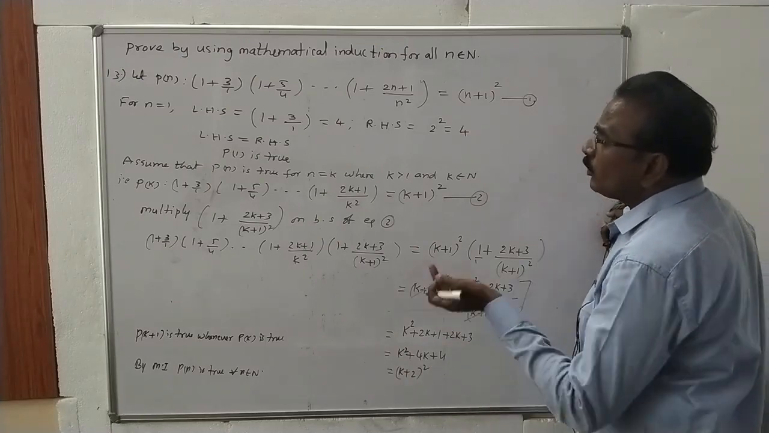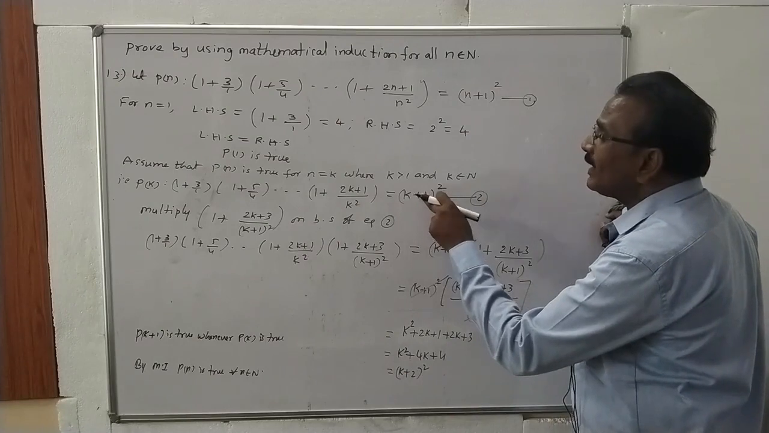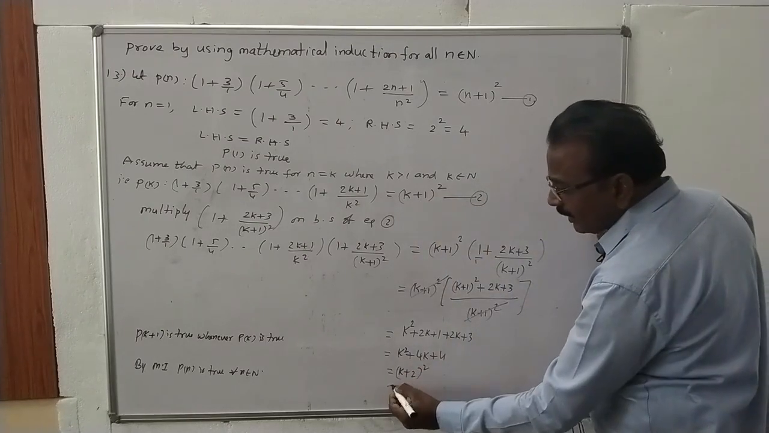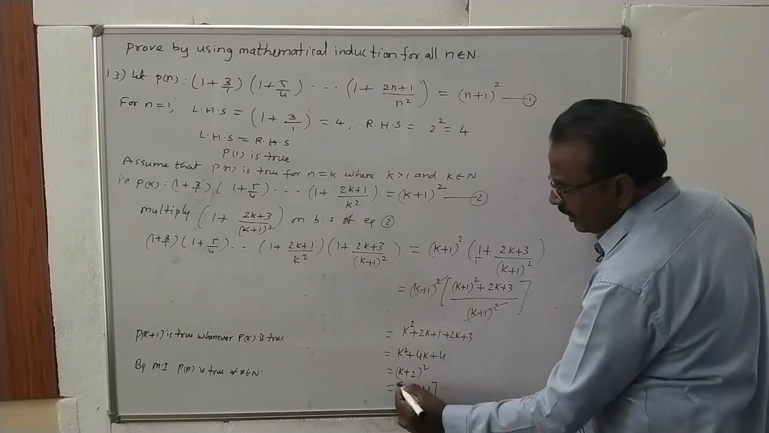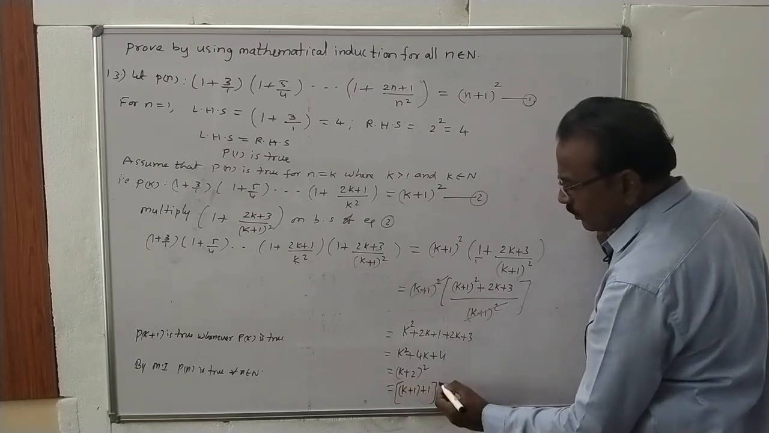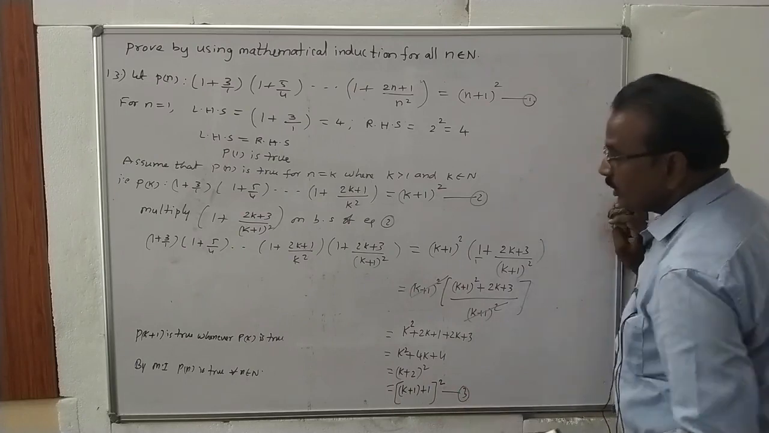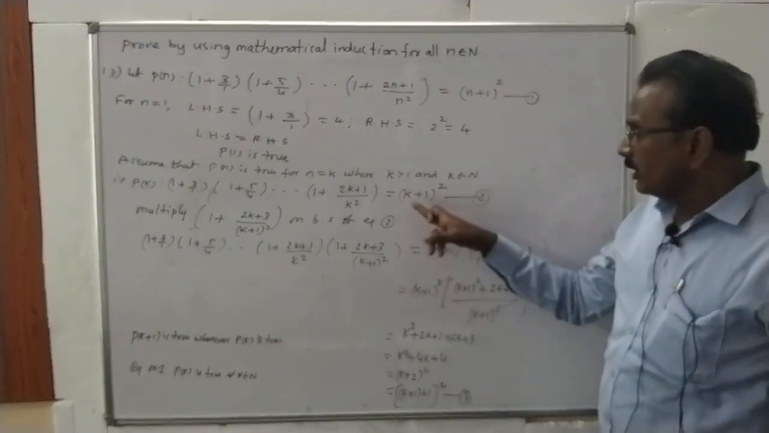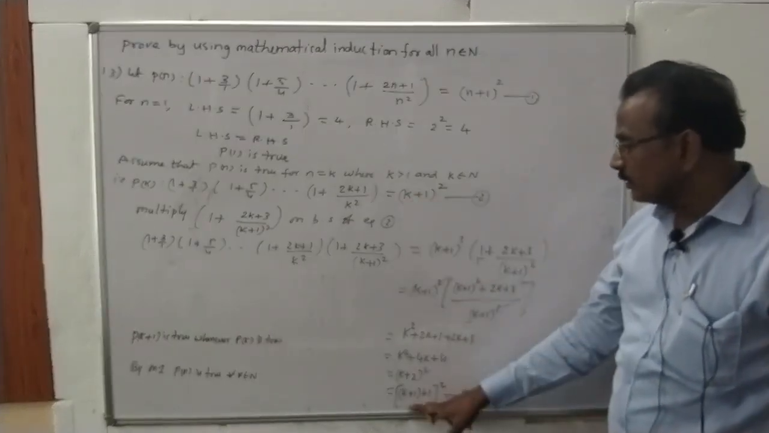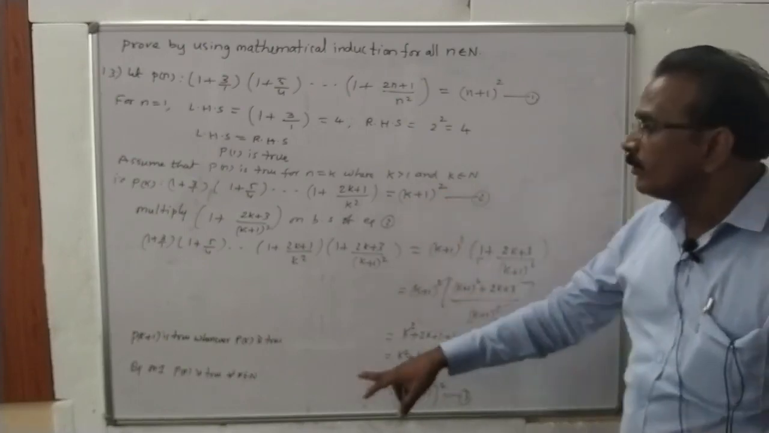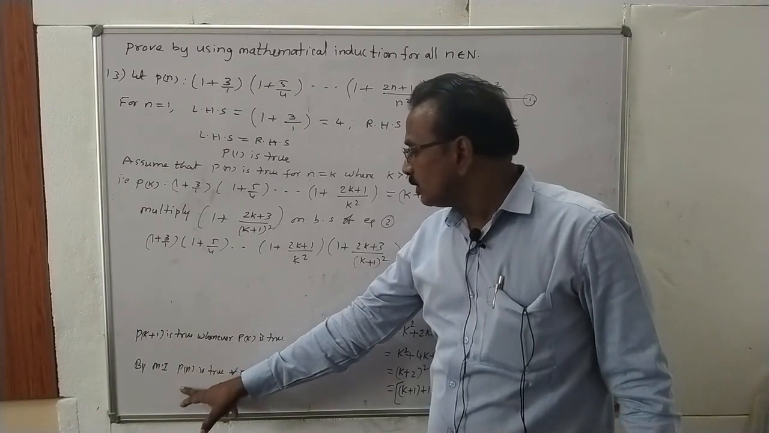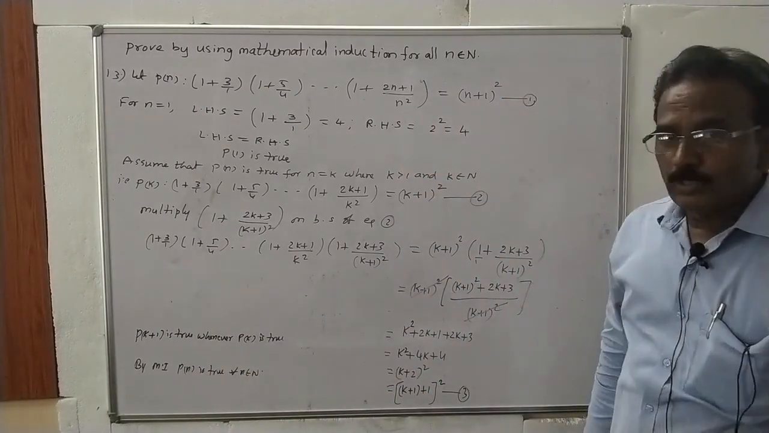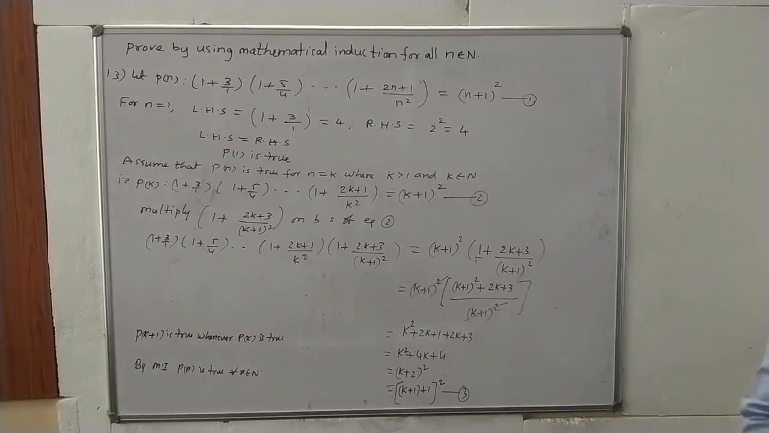So what do we have to prove? (k+1+1). Here k+2 can be written as k+1+1. Here (k+2)² is equal to (k+1+1)². That is equation 3. So compare 2 and 3. Here k is there, here k+1 is there, so the remaining is the same. Therefore P of k+1 is true whenever P of k is true. Therefore, by mathematical induction, the given statement is true for all natural numbers. So this is the proof of the 13th question.